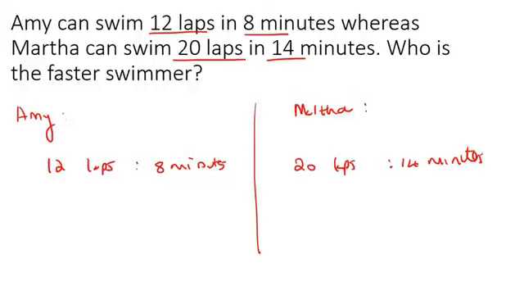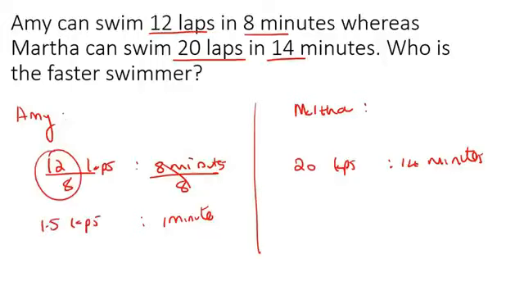So there's many different ways of doing this, okay? But one of them is you could try see how long it takes to do 1 lap. So you could try change this to a 1. Or you could actually just change the minutes to a 1, okay? So there's different ways of doing it. So I'm going to divide this by 8, and then this by 8. So that's going to give you 1 minute over here, because the 8 and the 8 cancel. And then 12 divided by 8 is 1.5. So what that means is that Amy, in 1 minute, she can swim 1.5 laps, okay? Now with Martha, if you divide this by 14 and you divide this side by 14, then in 1 minute, she can do 1.42 laps.